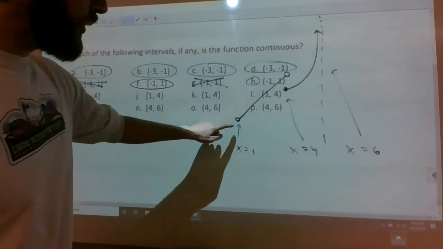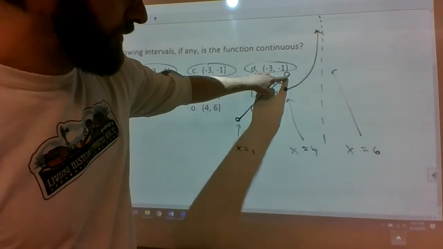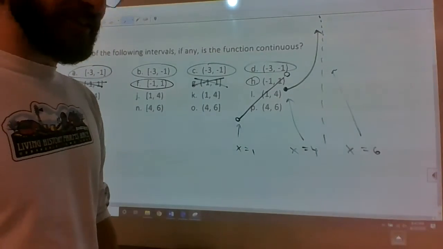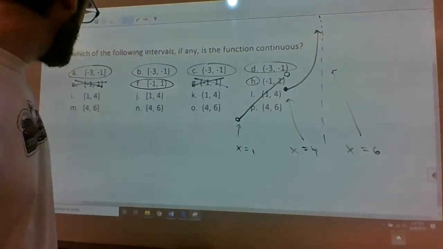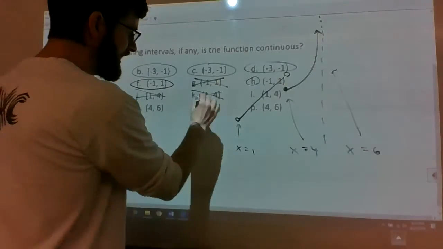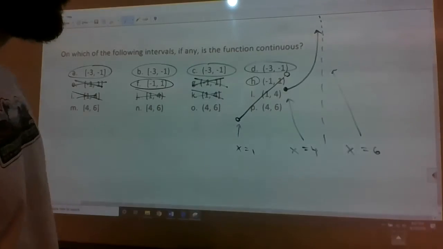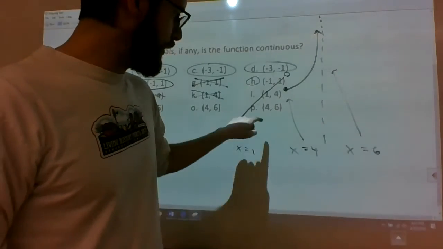On this next one, we have open circle to open circle. All right, that takes away any brackets for any of them. So it's not I, it's not J, and it's not K, because we're not going to bracket the 4 or the 1, and certainly not both of them, since they're both open circles.